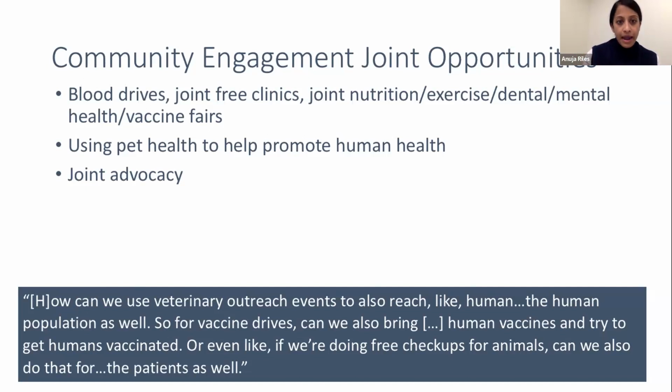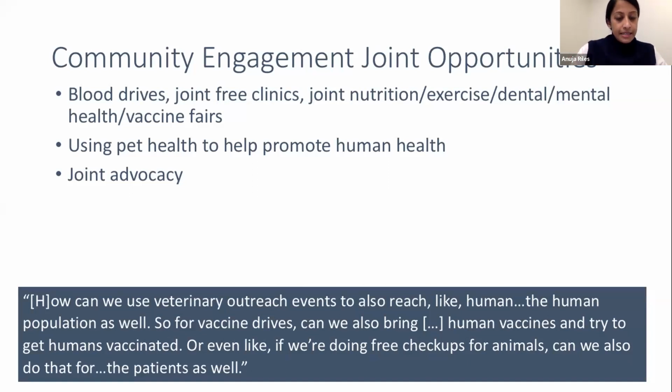They talked about using pet health to promote human health, and a lot of pet owners care more about their animals sometimes than maybe prioritizing their own health. So how can we work with our veterinary colleagues to leverage that? And then lastly, they talked about joint advocacy, and that could be on the Hill. That could be related to pandemics and preventing future pandemics. That could be related to climate change and other topics that are affecting our patients as well as animal patients.